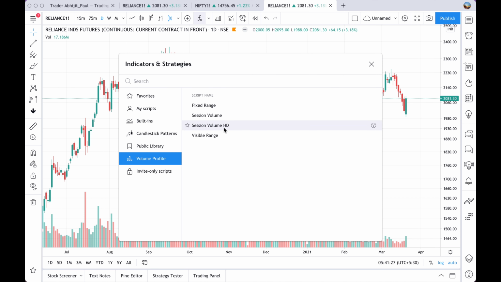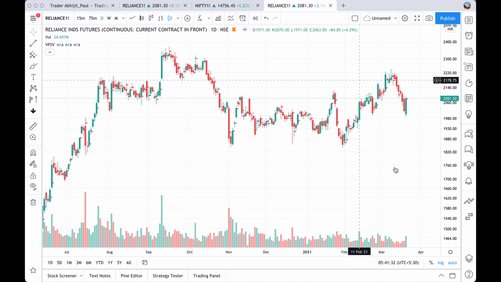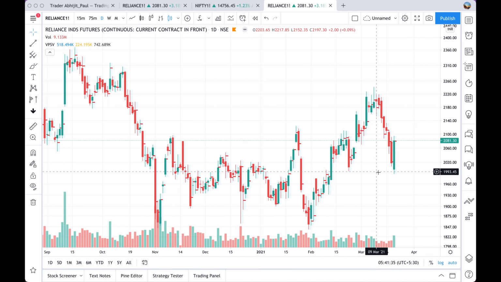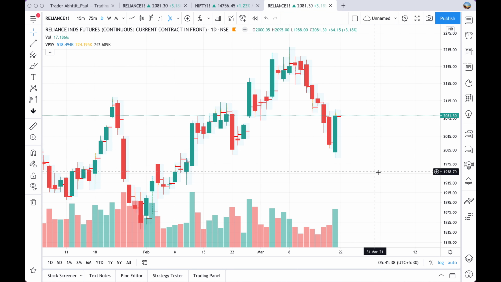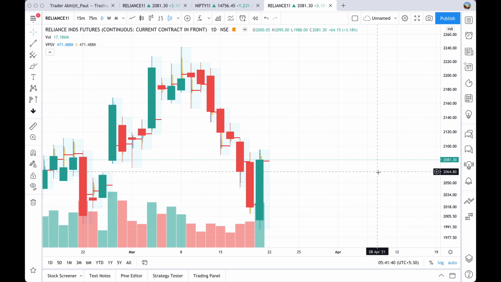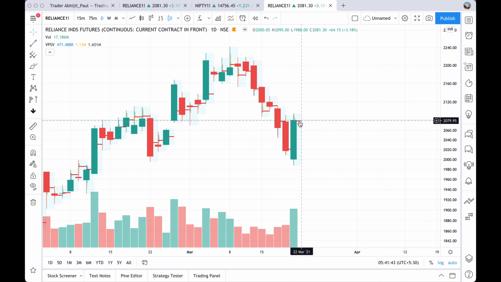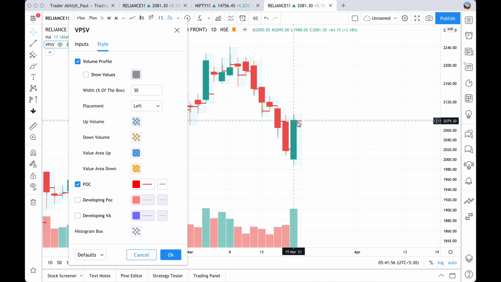Session volume HD essentially does the same thing. If you click on it, what it does is break the volume profile of every session, that is one particular day, into each day's part. This means that for this particular candlestick over here, the volume profile of this particular bar has been plotted, and it shows the point of control. So on the 19th of March, which is the last candlestick here, a chunk of volumes actually happened at 2078.